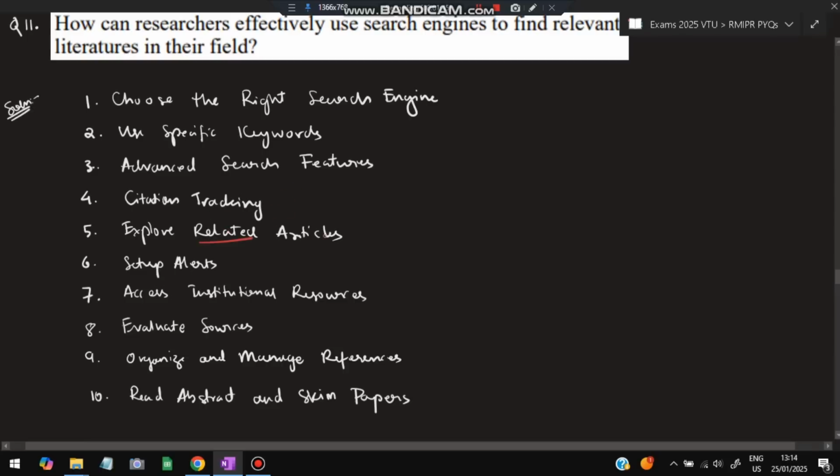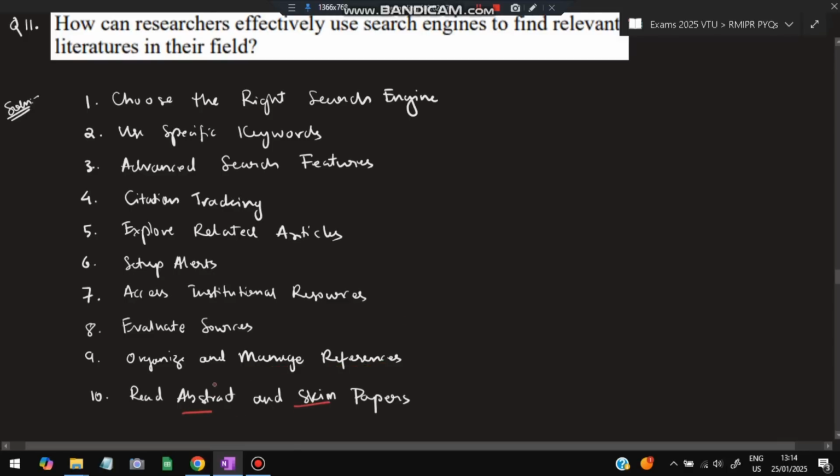Explore related articles. There are options and features to search for related or similar articles. You can go through it. Set up alerts in the email, so whenever a new article gets published with the specific keywords, you will get an email alert. Access institutional resources, which are the institution's or university's libraries, for that particular or similar papers. Evaluate the sources from where those citations have been taken. Those sources you can evaluate and take some information from there. Organize and manage the references. There are tools to manage the references so that everything is kept in a single place.